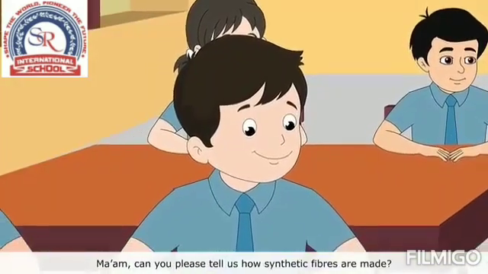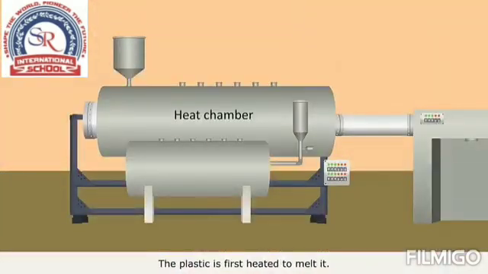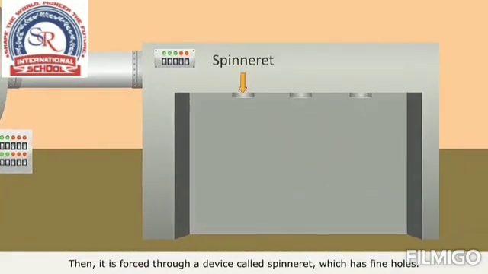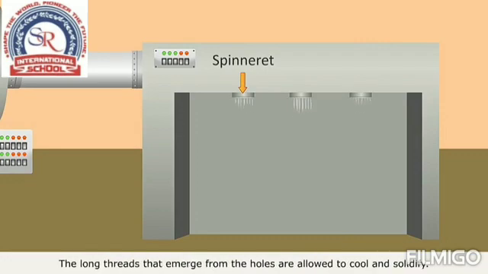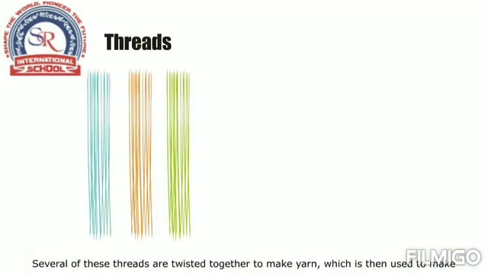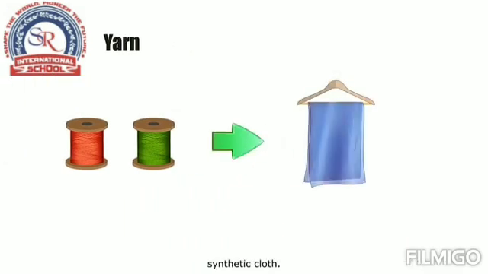Ma'am, can you please tell us how synthetic fibers are made? The plastic is first heated to melt it. Then it is forced through a device called a spinneret, which has fine holes. The long threads that emerge from the holes are allowed to cool and solidify. Several of these threads are twisted together to make yarn, which is then used to make synthetic cloth.